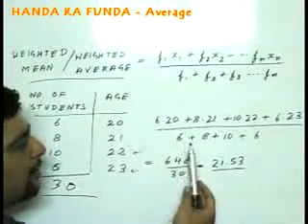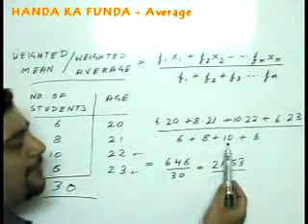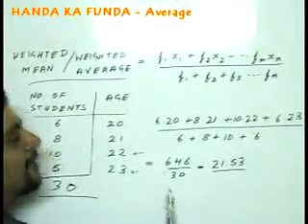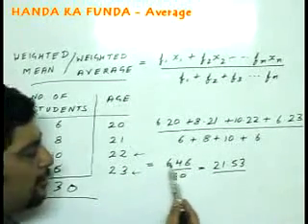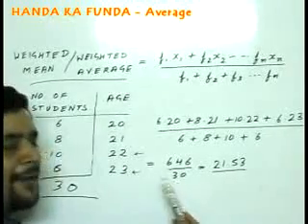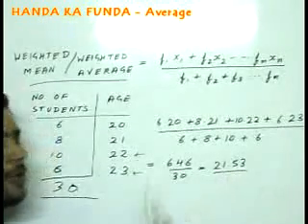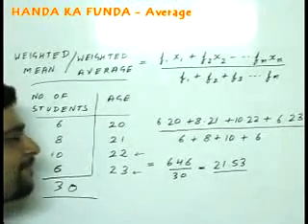Total number of students will be 6 plus 8, 14, plus 10, 24, plus 6, which is 30, as you can see here. The average age will be the total sum of the years divided by the number of students, which is 30, and that comes out as 21.53.